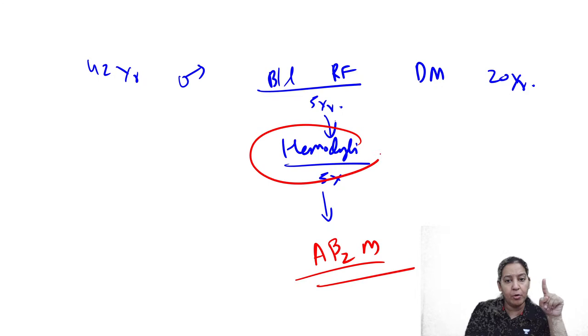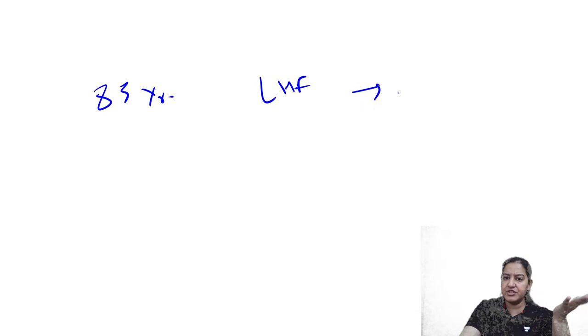Right? The same question can be asked in another way: an 85-year-old male having left heart failure, because of which the person is having dyspnea, the person has died.